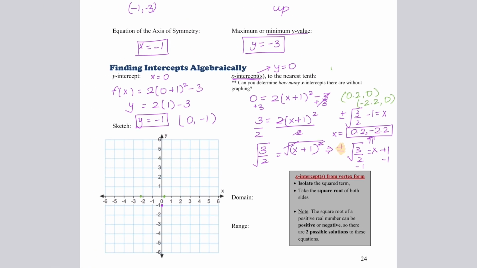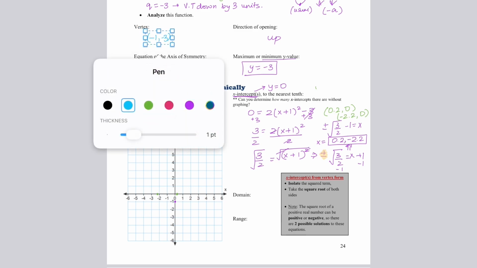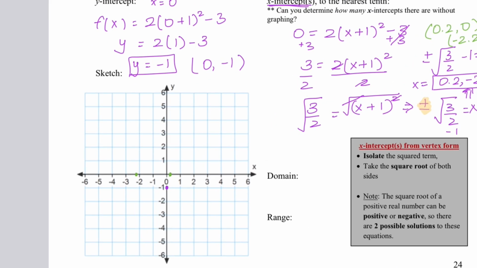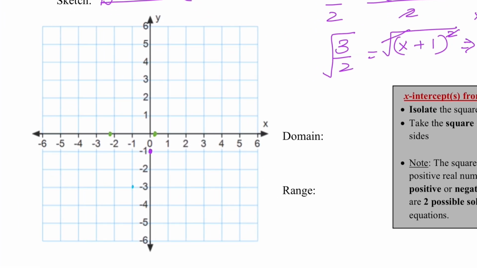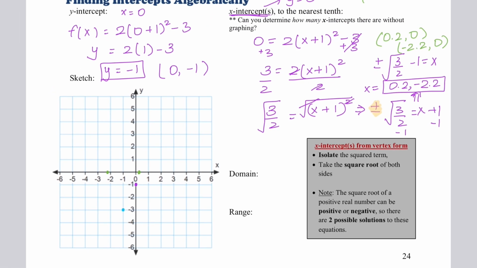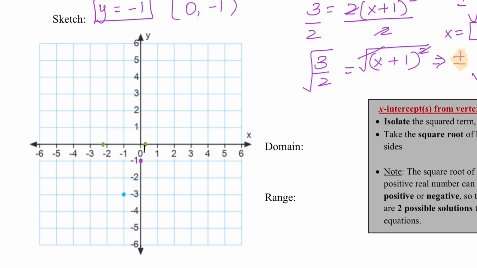Now our vertex is negative 1 comma negative 3, so it's negative 1 comma negative 3 over here, and that's all that's given to us. So now we just need to connect the dots. And that's what our graph will look like.